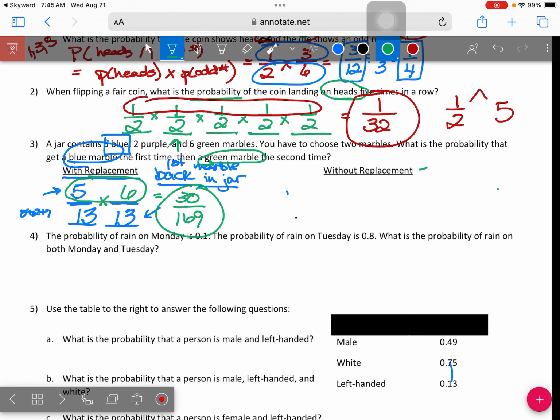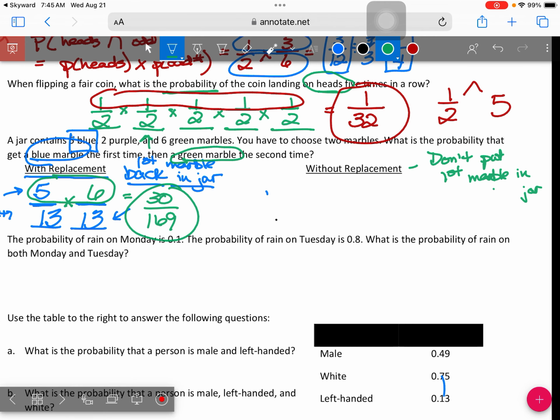Without replacement, you don't put the first marble in the jar. So basically, we subtract 5 from the 13 and make the second fraction, or? No, not quite. We'll talk about it. You're on there. I like how you're thinking, though. How many times am I going to draw from that jar total? 2. So I'm going to give myself 2 spaces just so I can keep it straight. First time, I want a blue marble. How many blue marbles do I have?